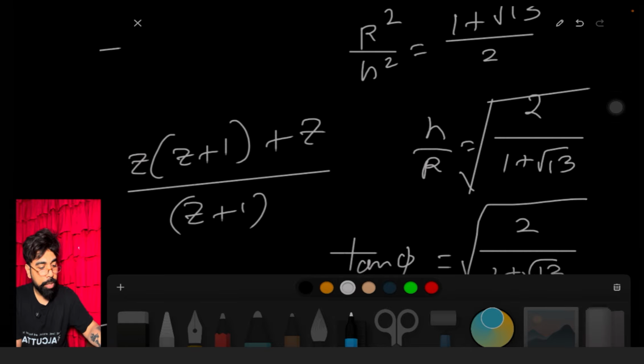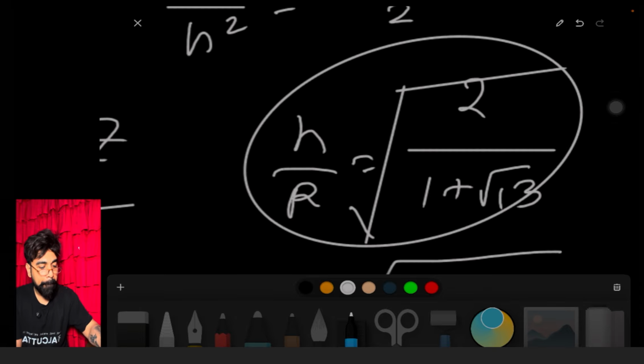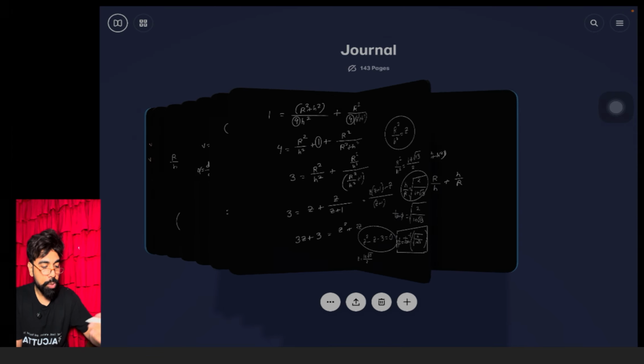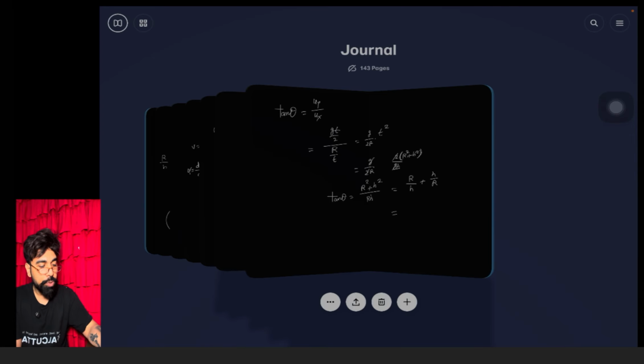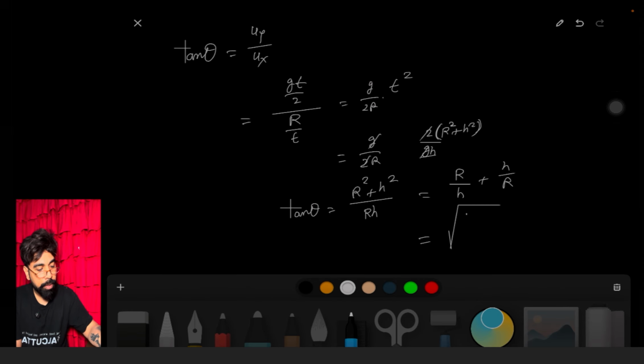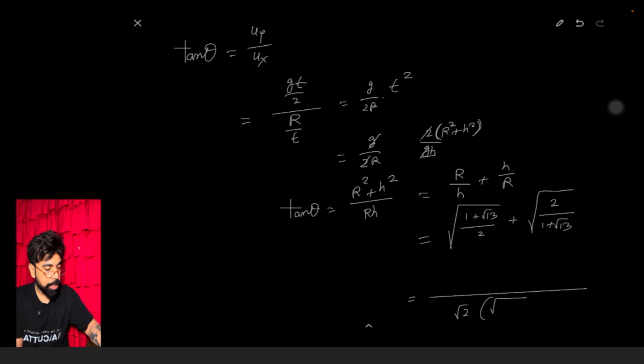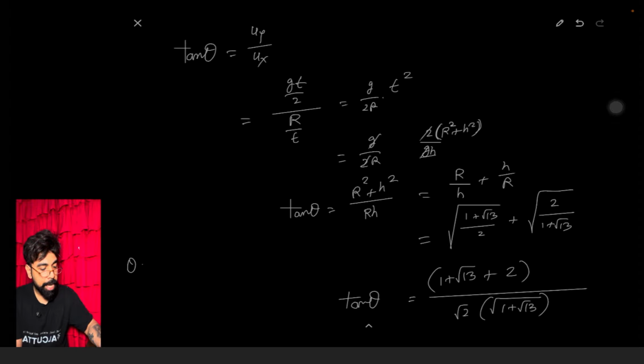But already I got r by h, also h by r. H by r is this, root under 2 divided by 1 plus root 13. So r by h will be the reciprocal of this. So just put this data. So this is going to be r by h. So r by h will be root under (1 plus root 13) by 2 plus root under 2 by (1 plus root 13). So this is coming as root 2 into root under (1 plus root 13), and multiply this, (1 plus root 13 plus 2). So this is tan theta.